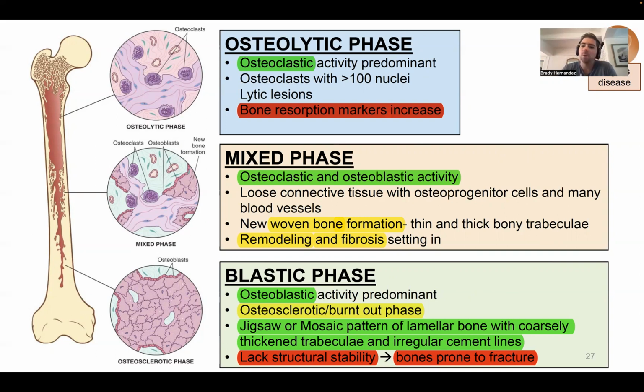Think Paget's, okay? Once again, the lab values, your calcium and your phosphate will be normal. The only thing that's elevated and diagnostic is your alk phos, alkaline phosphatase. Alkaline phosphatase is a marker of increased bone turnover. Okay, right?